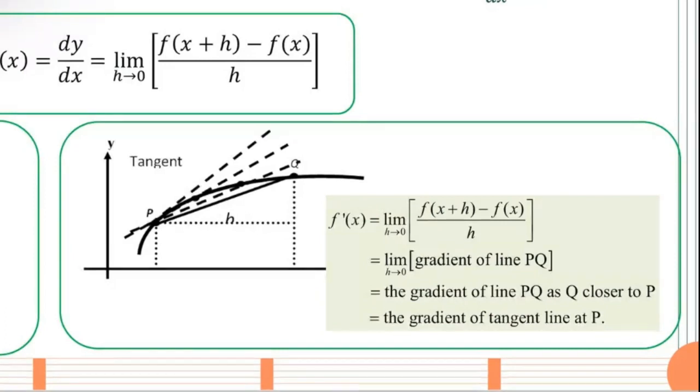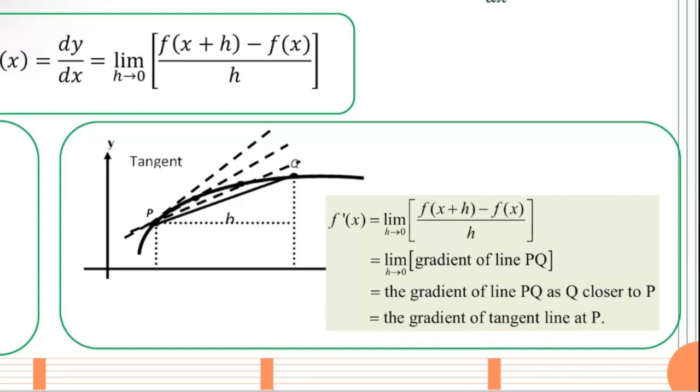Okay, so bila dia kata h approaching 0, so daripada sini dia akan tegak, kita akan assume dia tegak sampailah dia macam ini. Okay, sampailah dia cerun dia 0 lah. So tadi kita dah tahu dah, this function ataupun this equation represents the gradient of the line PQ, and then as limit h approaching 0 of this gradient, so it is actually equals to the gradient of the line PQ as Q get closer to P. Maksud Q get closer to P, so point dia tu makin lama makin dekat lah. So the gradient will be the gradient of the tangent line at P lah.